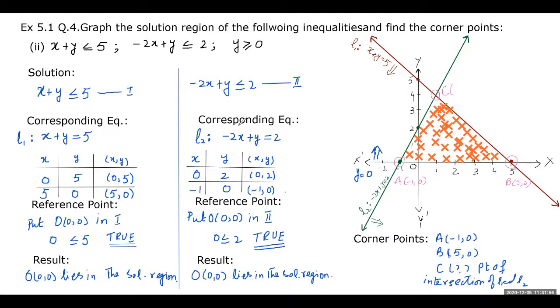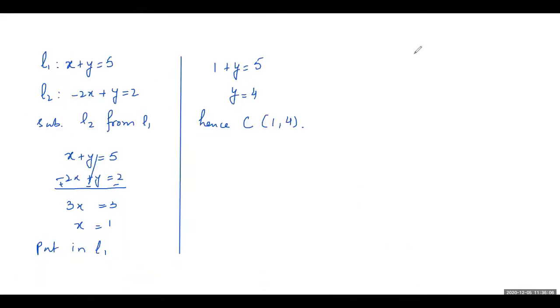And now we are going to solve these two lines. So we have L1 is x plus y equals 5. L2 is -2x plus y equals 2. Subtract L2 from L1. You will get this result. Y got cancelled and we have 3x equals 3. Result x equals 1. Put it in L1. Put the value of x which is equal to 1, and as a result, you are going to get y equals 4. Hence C is (1, 4). The third corner point C turns out to be (1, 4).